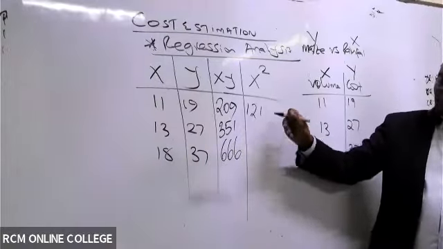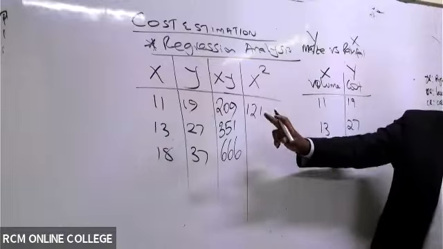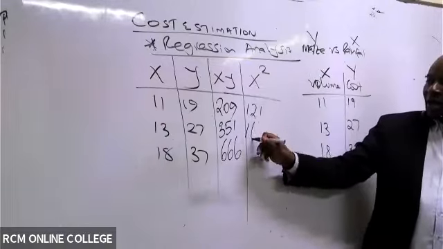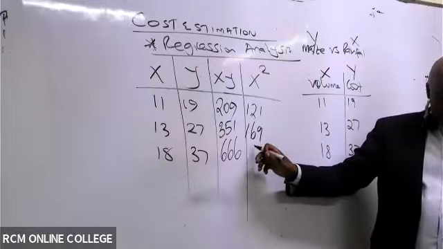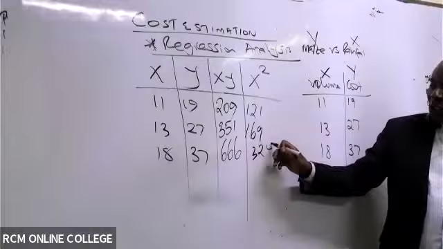After all, your calculator has got a square function, isn't it? 13 squared gives me 169. And then 18 squared gives me 324. 324. And then listen to me.